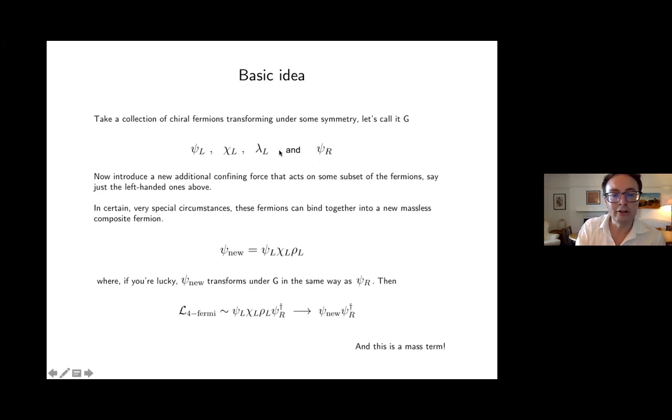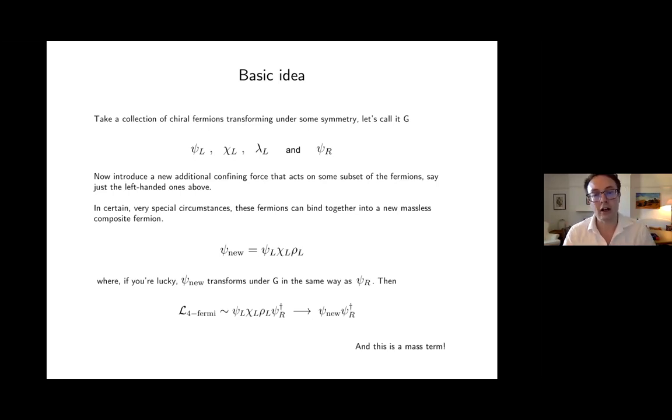You see, none of the original 3 had the same quantum numbers as psi r. That's the statement that this was a chiral representation of G. But if this bound state has the same quantum numbers as psi r, which is possible, you can add in the UV the following 4 fermion interaction. Now it's invariant under G because these 3 fermions, the left-handed fermions, transform in the same representation as psi r. So this is a singlet.